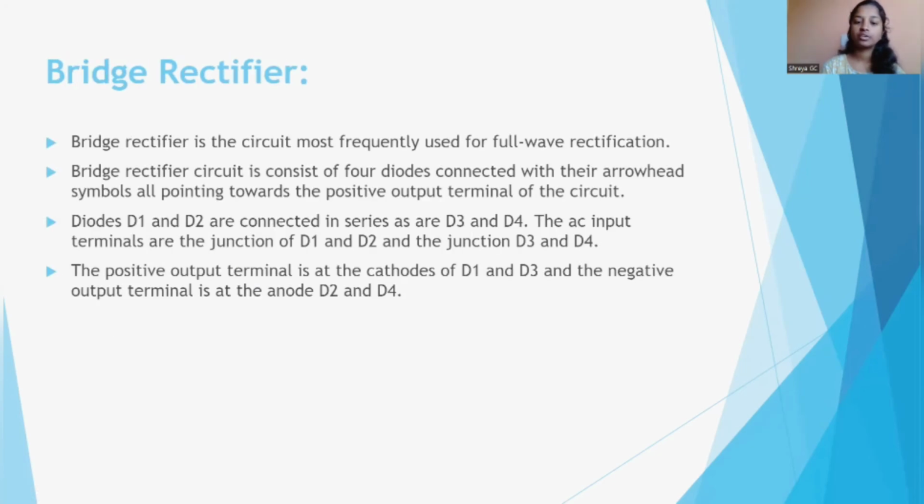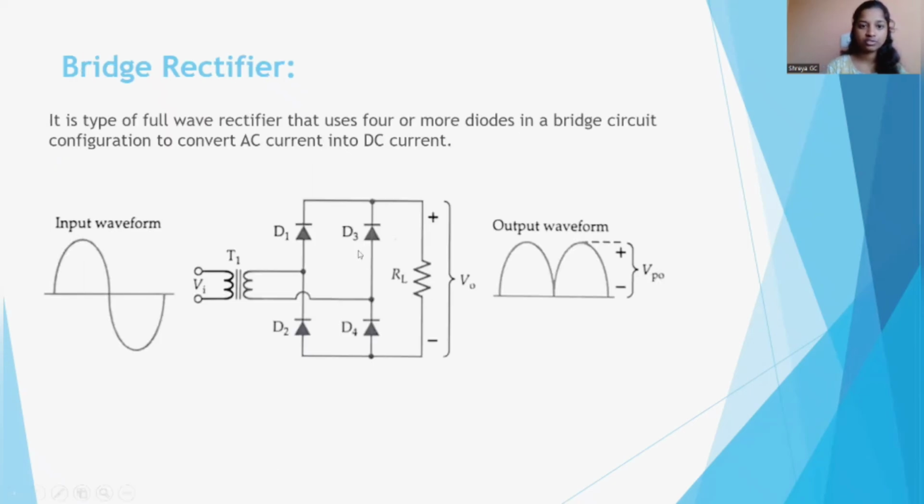The function of full wave rectification is to convert alternating current into direct current. The bridge rectifier is the circuit most frequently used for full wave rectification. It consists of 4 diodes, as we discussed earlier: D1, D2, D3, and D4.